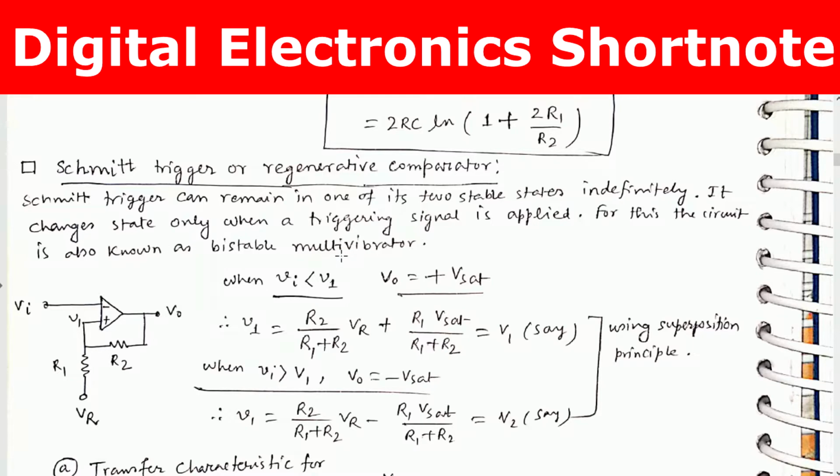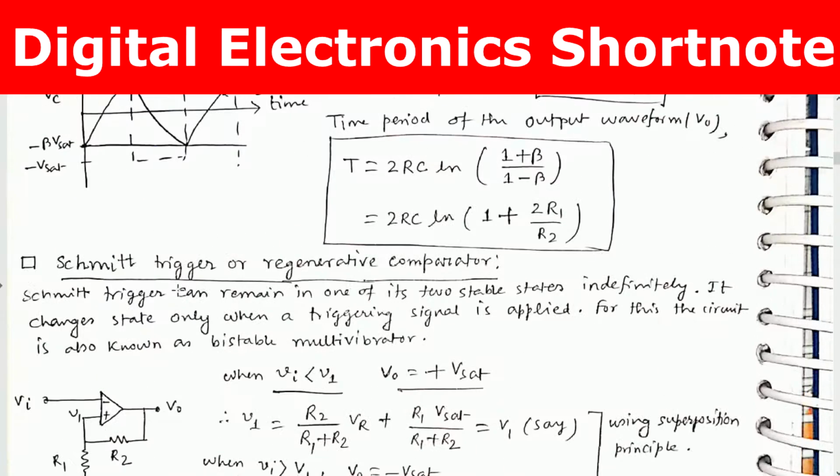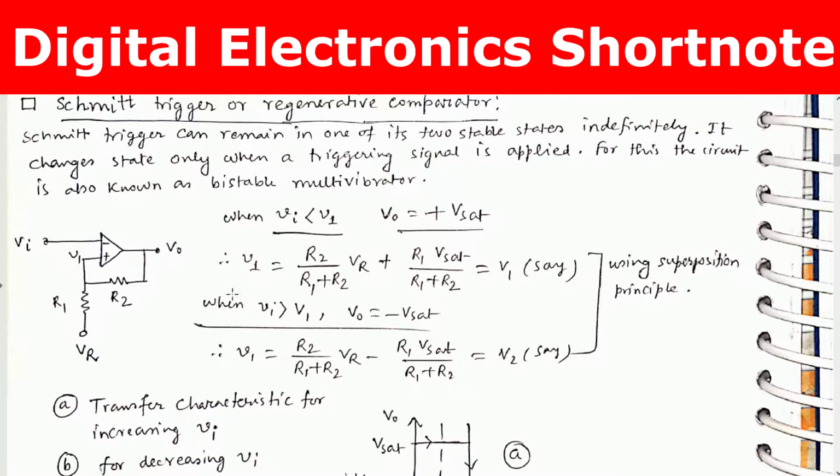It changes state only when a triggering signal is applied. This circuit is also known as a bistable multivibrator. So this is the input voltage, and this is the non-inverting terminal, and voltage V1 is appearing here, and some reference voltage VR is given, and the same configuration of R1 and R2 is kept here, and this is the output. So when V input is less than V1, V0 will be +Vsat, and accordingly V1 will be given by this.